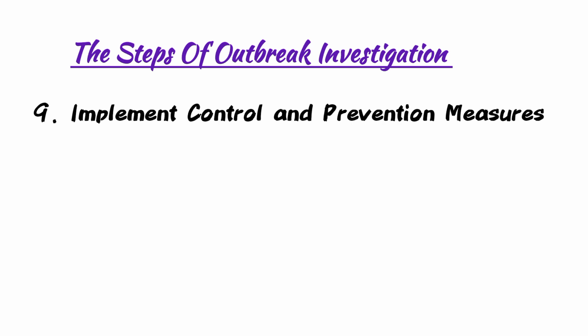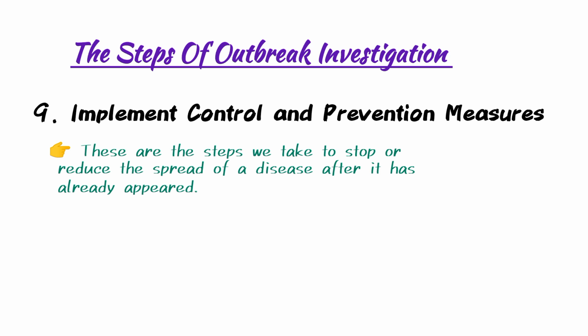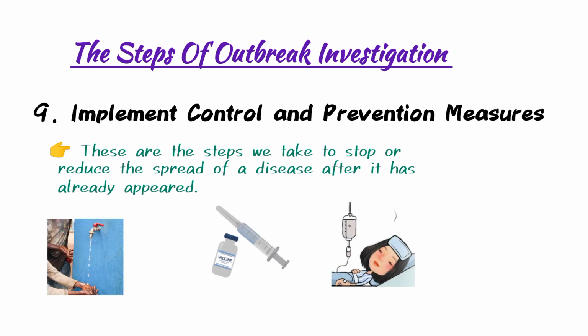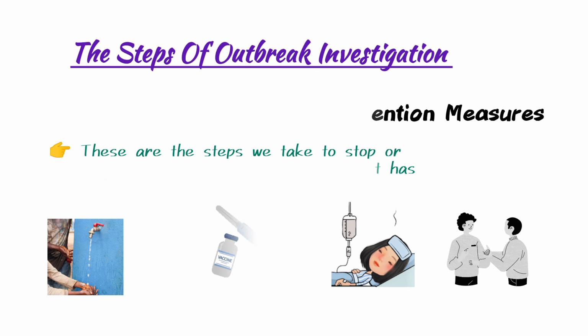Implement control and prevention measures. Control measures should be started as soon as possible, even before the final report. Examples include providing safe water, giving vaccines, treating patients, educating the public, and isolating infectious cases.